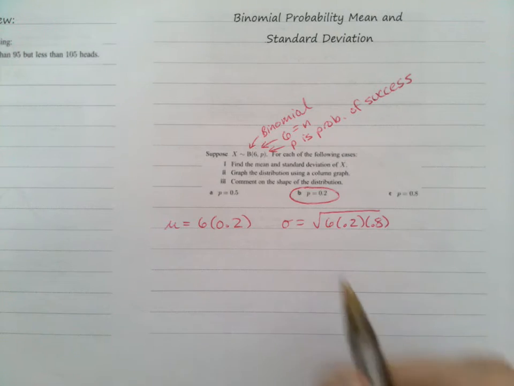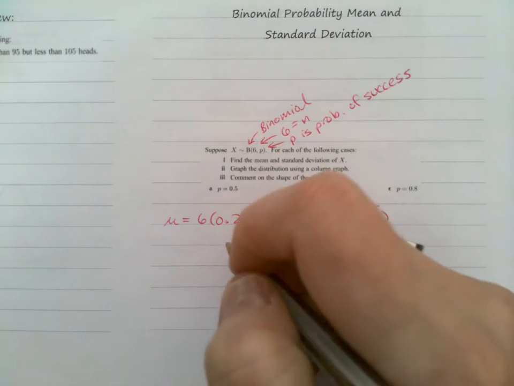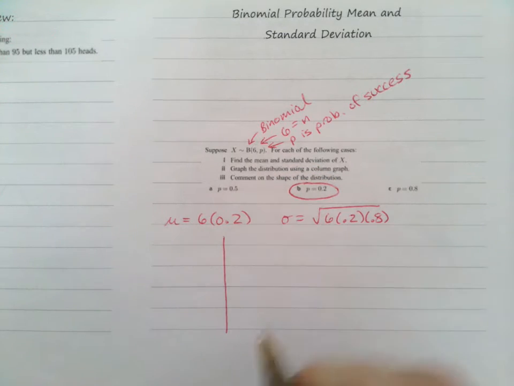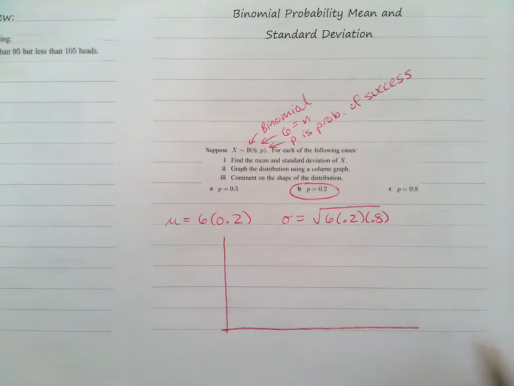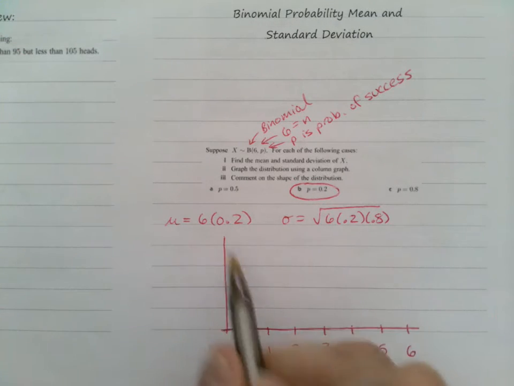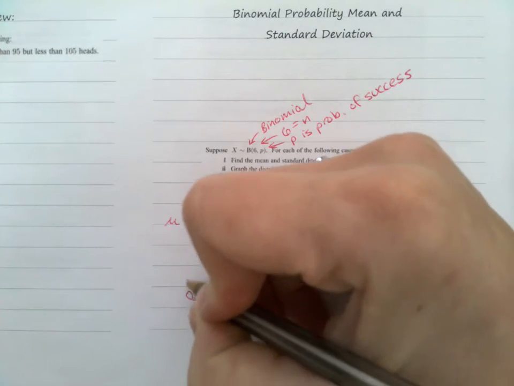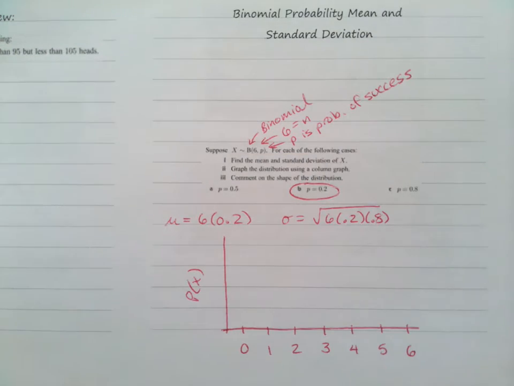So there's part 1. Next, graph the distribution using a column graph. So I didn't get to describe it much in detail, so I'll do that now. But the column graph is literally going to track out the events of 0 successes, 1 success, 2 successes, 3 successes, 4 successes, 5 successes, and then the max, 6 successes. And then over here on the y-axis, we'll have the probability of those successes.